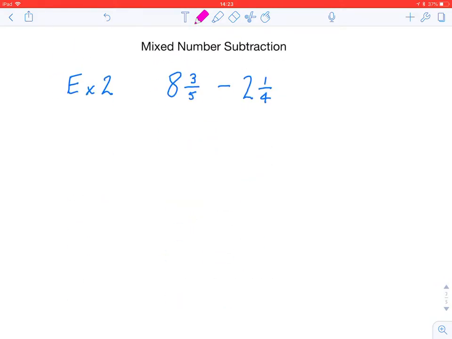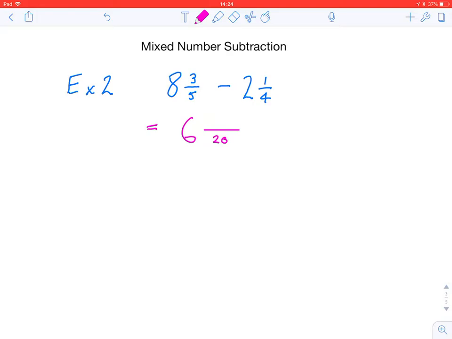Moving on now to subtraction, and we'll do two examples. 8 3/5 minus 2 1/4. We deal with the whole numbers first again. 8 take away 2 is 6, and now we want a common denominator for 5 and 4. 5 4s are 20, that will suffice as the common denominator.